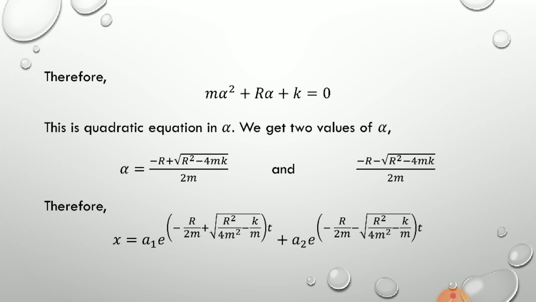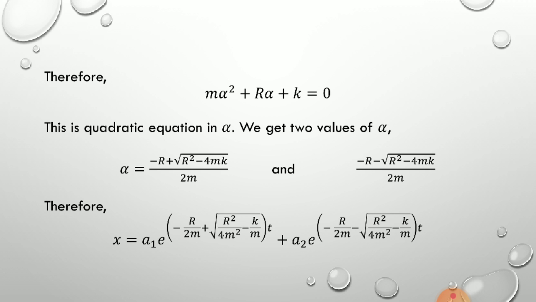Now this is a quadratic equation in alpha. We get two values of alpha, which are alpha 1 is equal to minus r plus under root r square minus 4mk divided by 2m, and alpha 2 is equal to minus r minus under root r square minus 4mk divided by 2m, or alpha 1 is equal to minus r by 2m plus under root r square divided by 4m square minus k by m, and alpha 2 is equal to minus r by 2m minus under root r square divided by 4m square minus k by m.